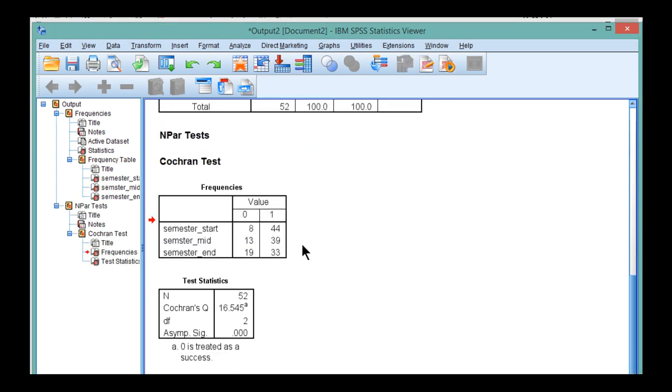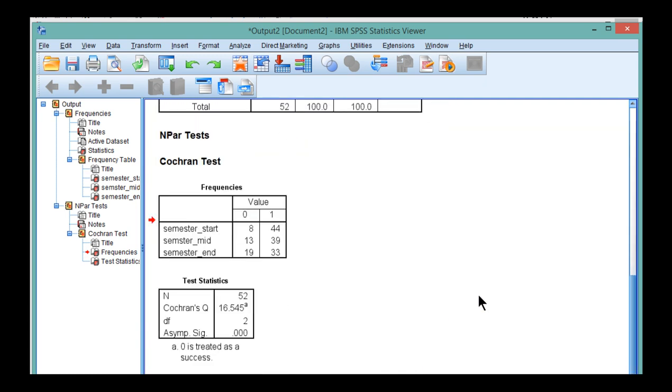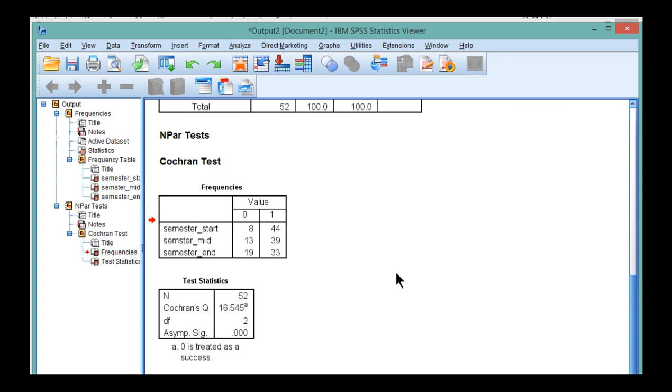Here are the basic frequencies. The number who said 0, which is because I want to, has increased in frequencies: 8, 13, 19. That was reported here as well, 8, 13, 19, but ultimately you want it expressed as percentages because it's more readily interpretable. Now, to the null hypothesis that the percentages 15.4, 25, and 36.5 are equal, the null hypothesis has been rejected. Cochran's Q equal to 16.545, and with 2 degrees of freedom is p less than 0.05. In fact, it's p less than 0.001.